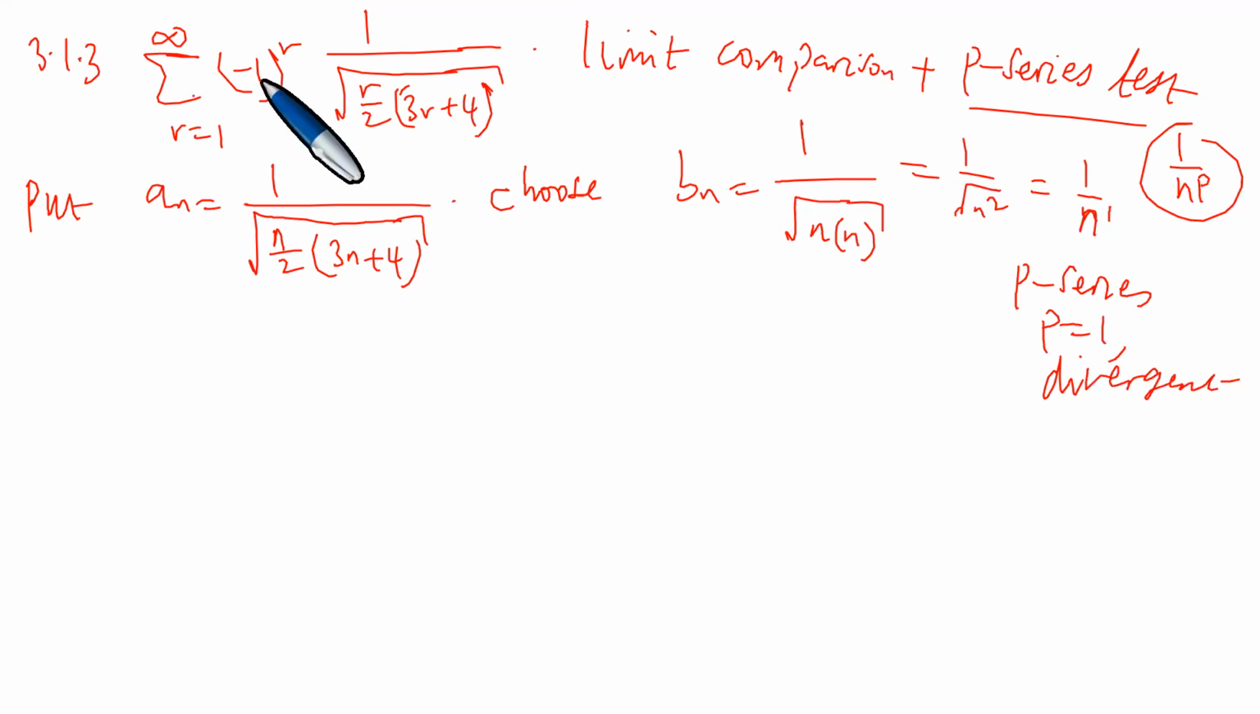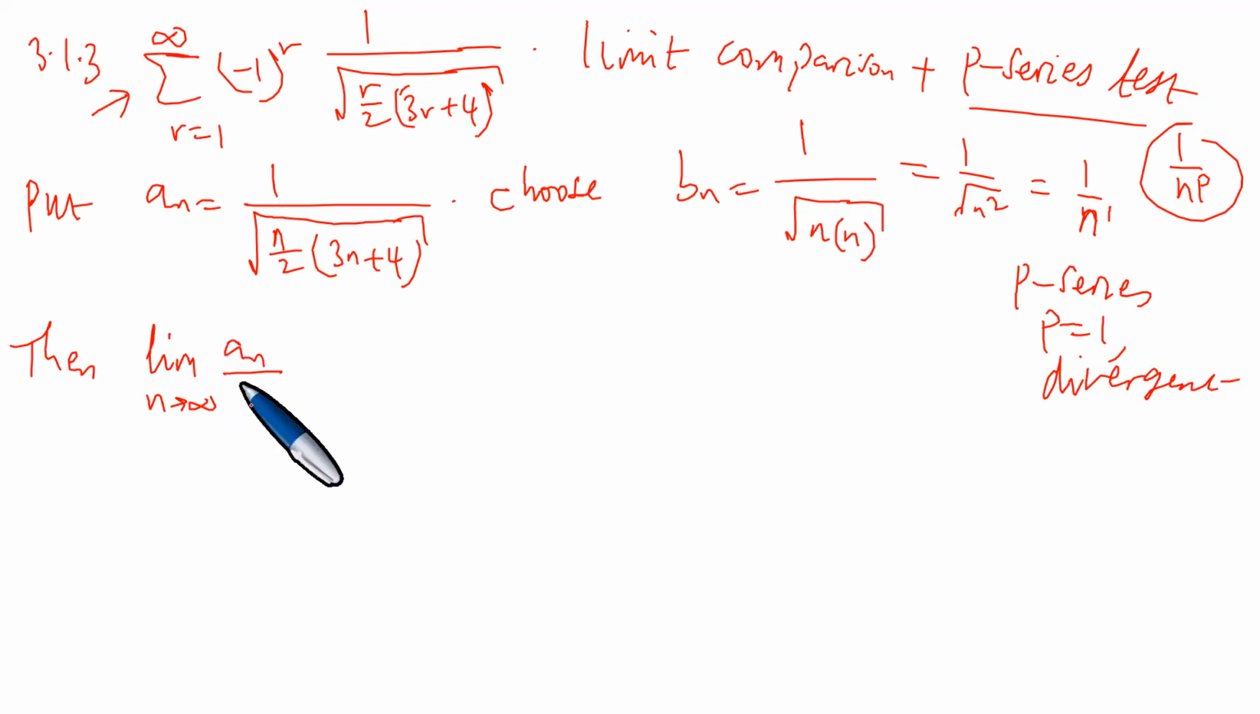We're not saying the original series is divergent. We are effectively saying the Bn's form a divergent series on their own. But in view of the limit comparison test, we're not done yet. We must now continue to show that the limit of the quotient, An over Bn.